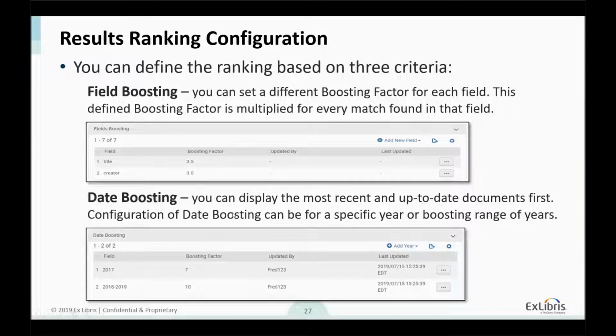The second option is date boosting. You can display, for example, the most recent and up-to-date documents first. You can see here that we have the date boosting. You can add a specific year with a boosting or a range of years. This gives you the ability to define up to 5 years or ranges of years in the configuration and see the effect on the results list.